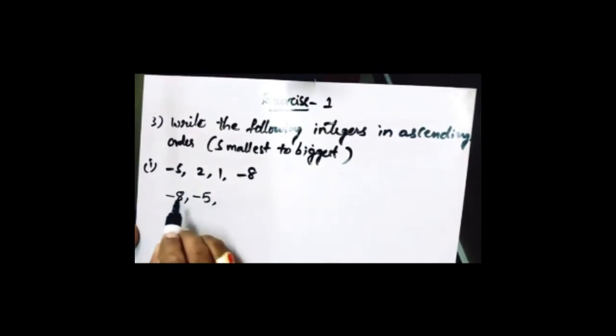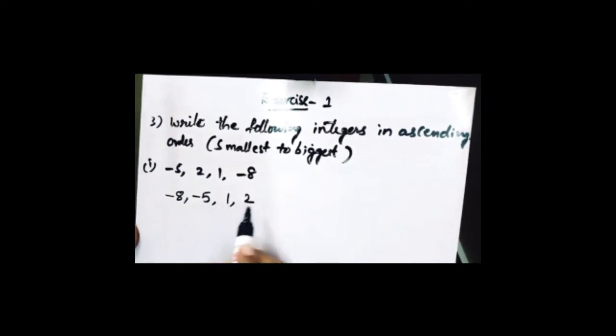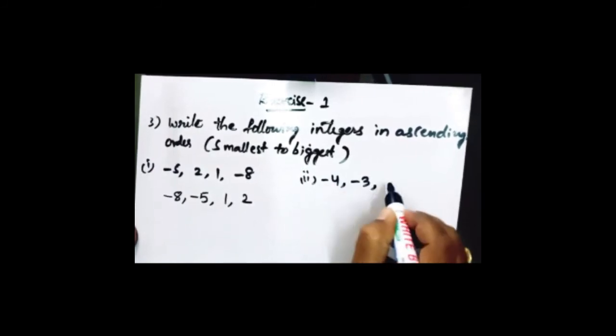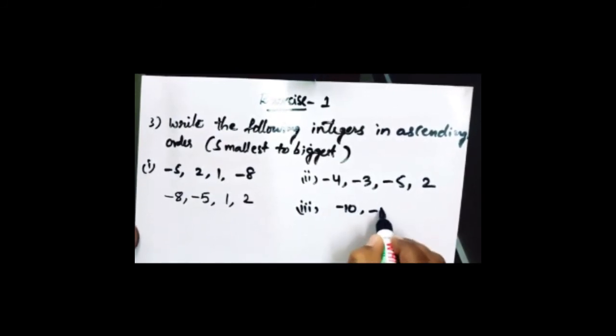We are writing in increasing order. So from these two integers, this is the smallest and this is the biggest. And finally, positive 2 is the biggest integer. So this is the ascending order of the given integers: -8, -5, 1 and 2. You can try the remaining two problems, that is 4, -3, -5 and 2. The third question is -10, -15, -7.